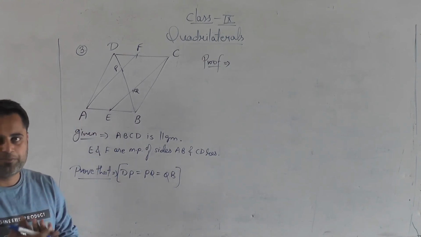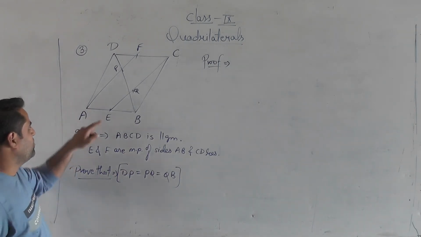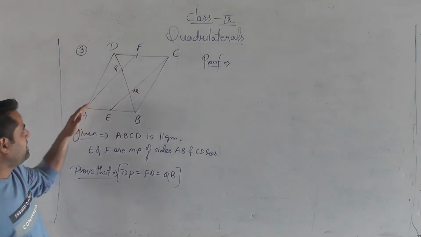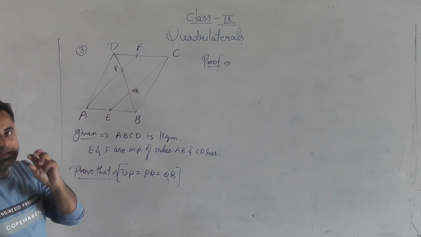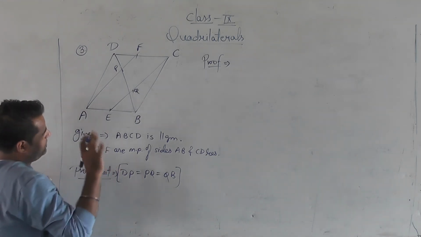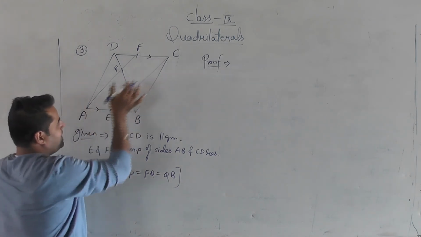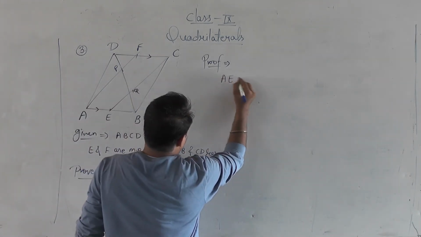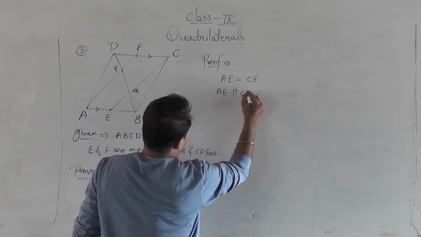Here we can again use the midpoint theorem, but in a different context. Let's see that. Since you all know this E is the midpoint of side AB and F is the midpoint of side CD, and we have joined these two midpoints as well. So again, we are going to take some triangles here. First of all, I need to show that this is parallel and half, and since this is parallel and half, this will also be parallel and half. So what I am writing here is AE is equal to CF and AE is parallel to CF as well.